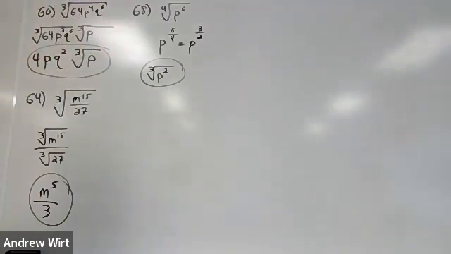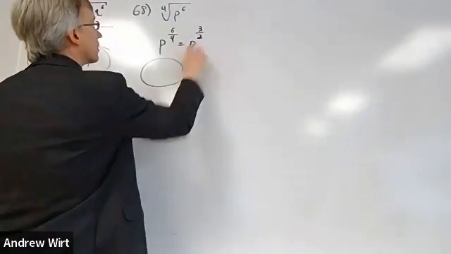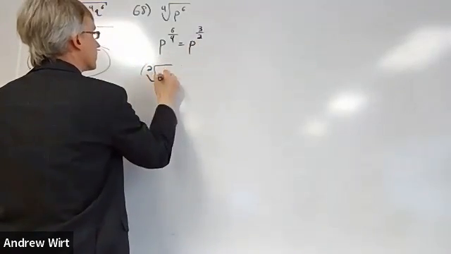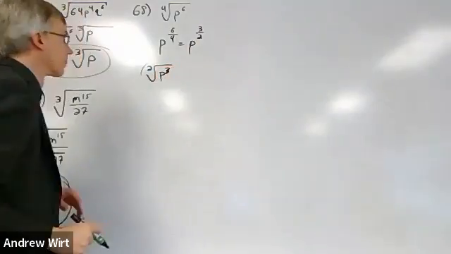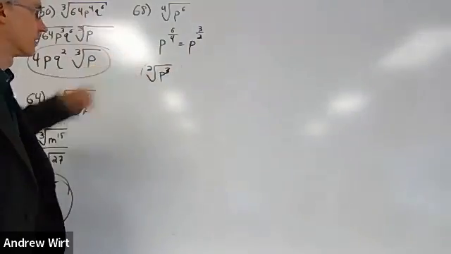And get the third root of p. Nope, I reversed that. Second root of, and that's not the answer. Second root of p to the 3rd power. All right, now it's not simplified because the exponent is greater than the index.